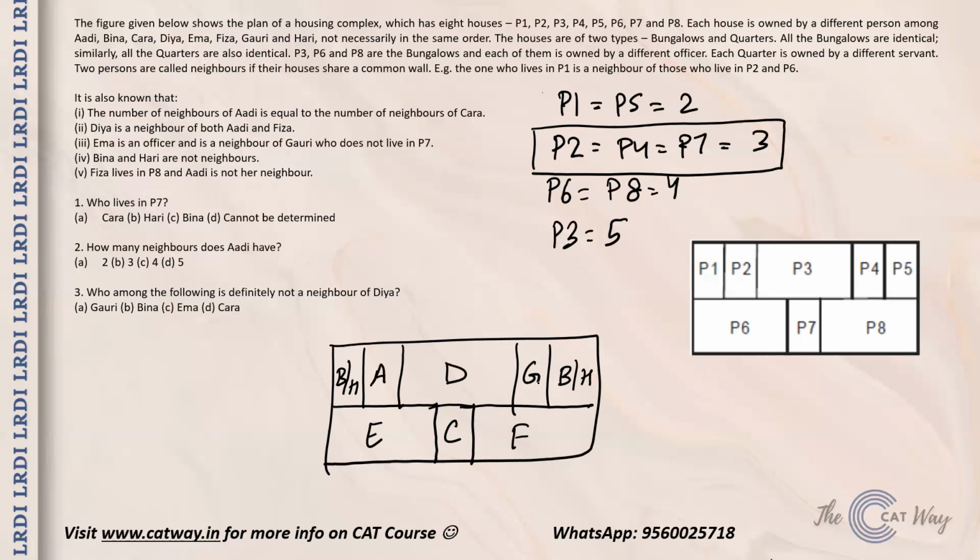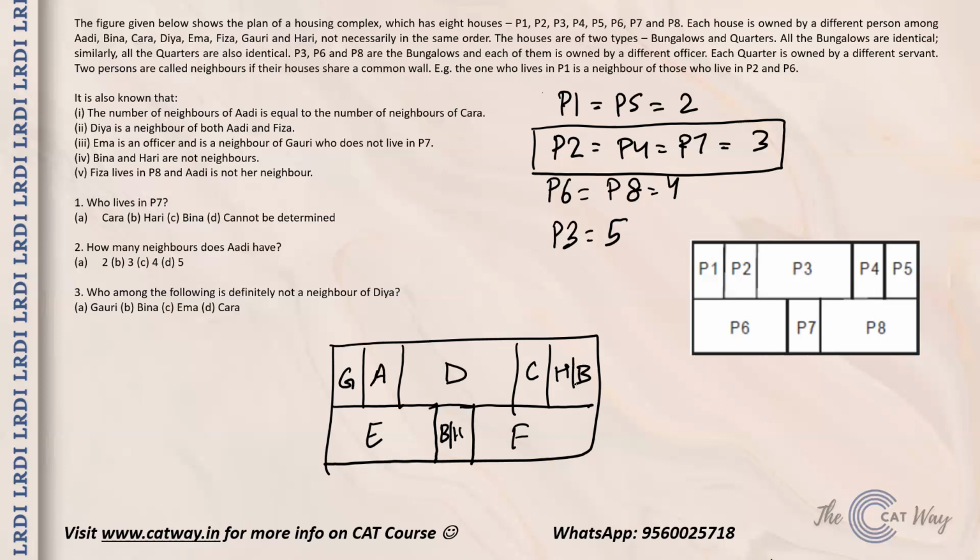Now let us verify. What we have been given is that Emma is an officer and she is a neighbor of Gauri. So Gauri has only two possibilities, these two, but P7 is not possible for Gauri, so Gauri is going to occupy this position. Now between B and H, Kara has only these two possibilities. If Kara comes over here, B and H will occupy these positions, but they are neighbors, so this is not possible. So Kara has only one position, this, and B and H will occupy the rest in any order.